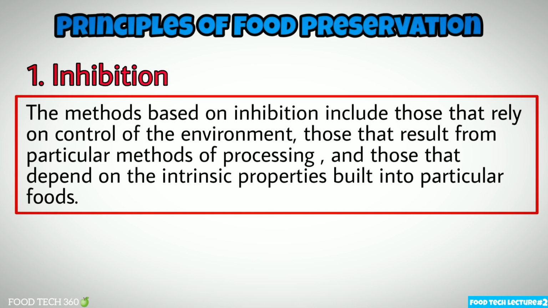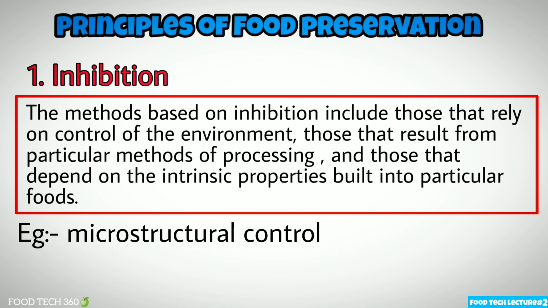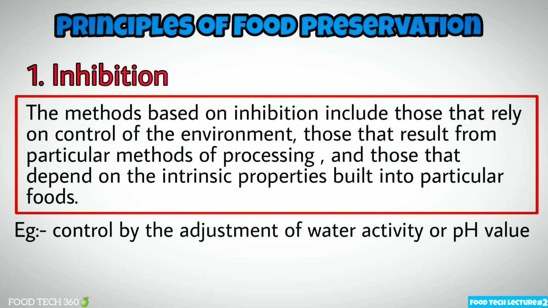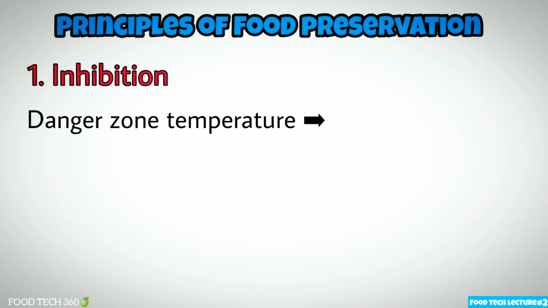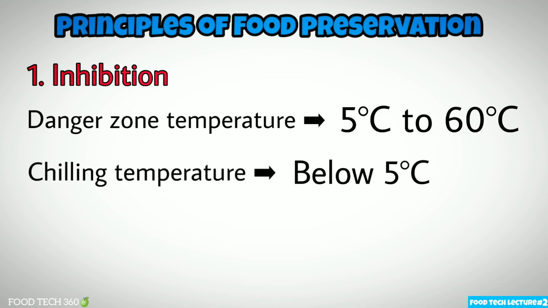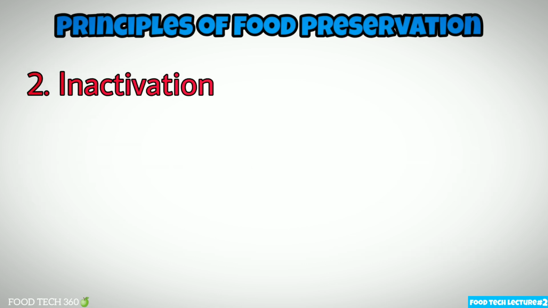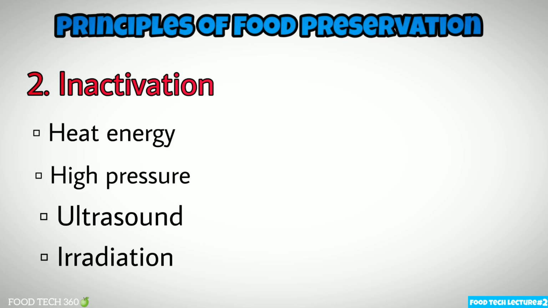Inhibition. The methods based on inhibition include those that rely on control of environment, those that result from particular methods of processing, and those that depend on the intrinsic properties built into particular foods. The danger zone for microbial growth is considered to be between 5 degrees Celsius and 60 degrees Celsius. Chilling and storing at a temperature below 5 degrees Celsius is one of the most popular methods of food preservation by inhibition.